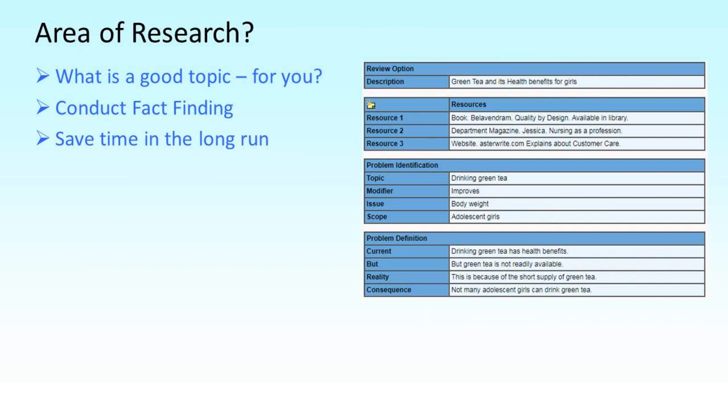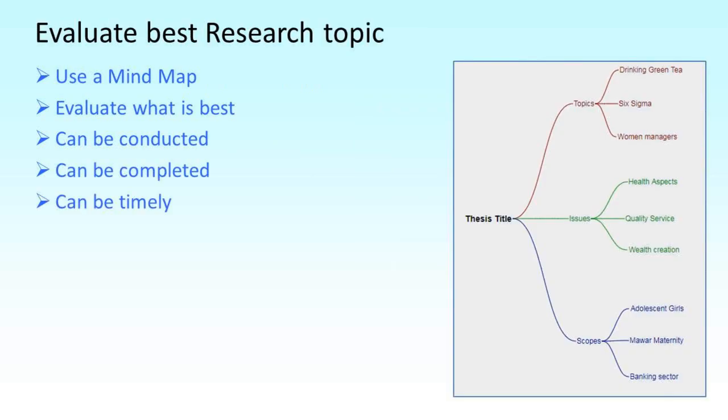What is a good research topic for you? Conduct fact-finding to identify a good research topic for you. The fact-finding app saves much time in the long run. You can evaluate the best research topic for yourself. Use a mind map to visualize your interests and evaluate what is best for you. Evaluate what can be conducted and what can be completed timely.